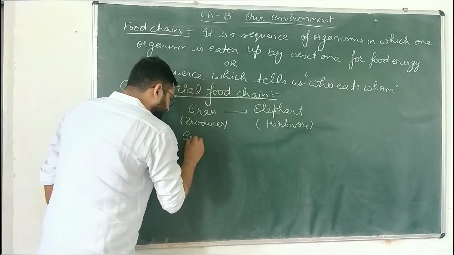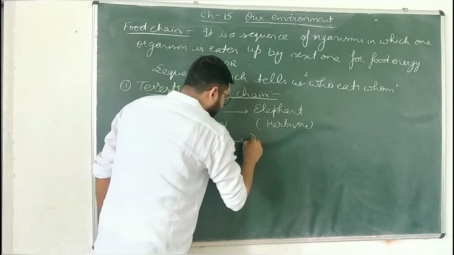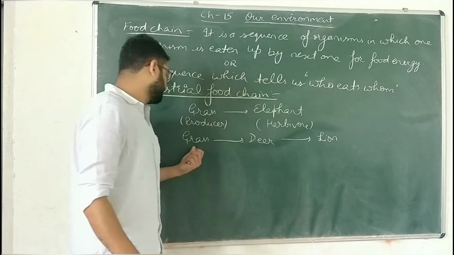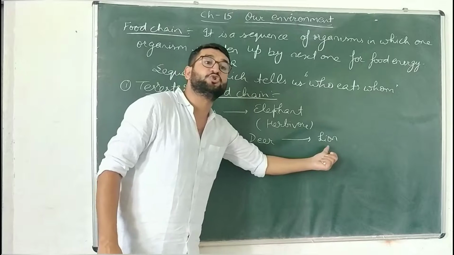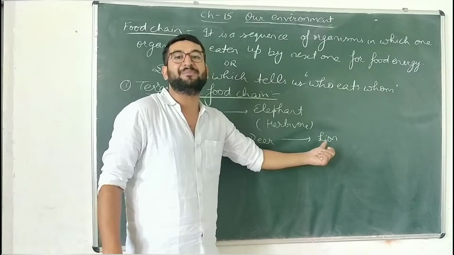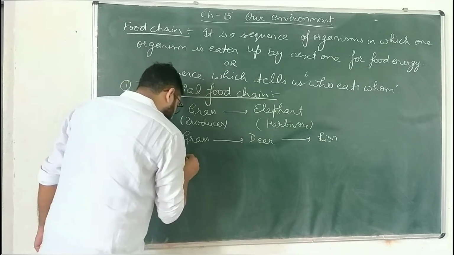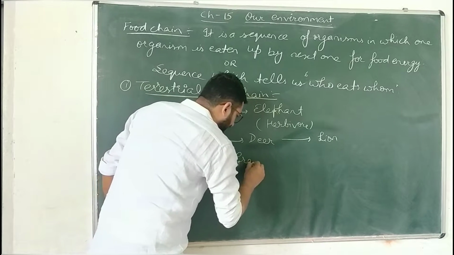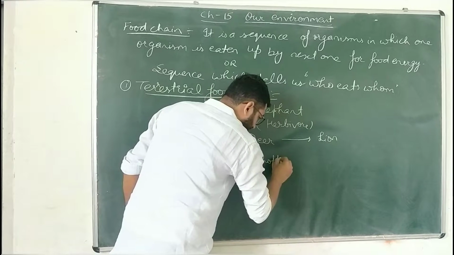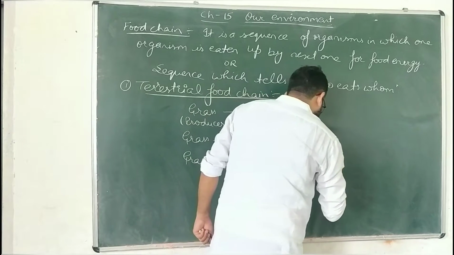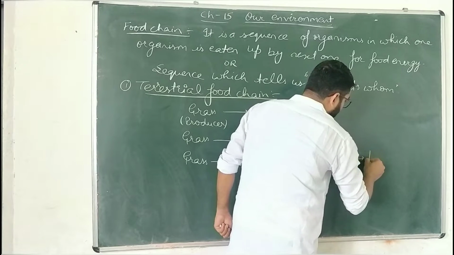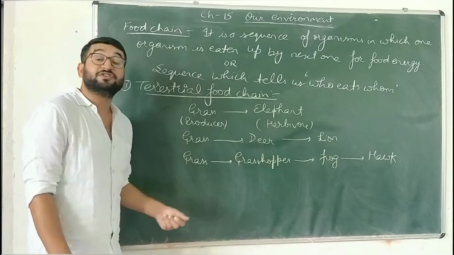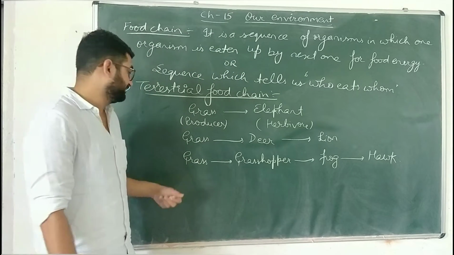Next, grass is eaten up by deer and deer is eaten up by lion. This one is producer, this is herbivore, and this is consumer, carnivore, the primary carnivore. Next, grass is eaten by grasshopper. Grasshopper is eaten up by frog, and frog is eaten up by hawk or eagle. A chain in which four organisms are there.